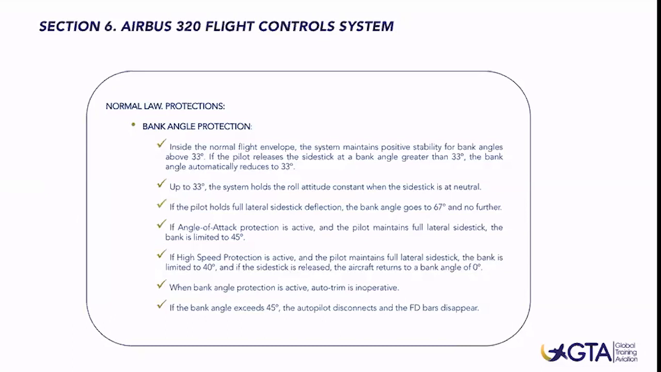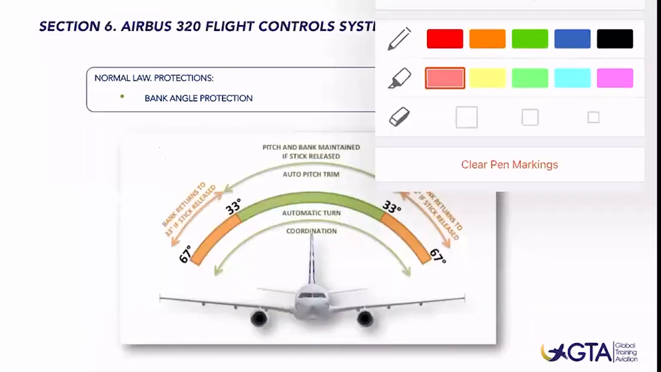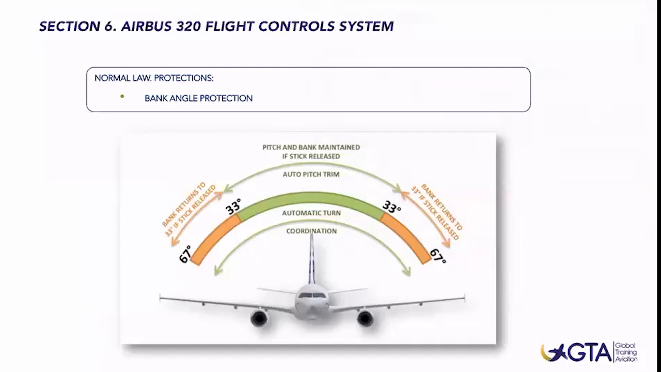Well, this graphic is quite good. It's quite schematic, just to make this concept clear. Basically, what we have here is that up to 33 degrees bank angle, which is in the green range, we will have pitch auto trim. And remember that if we release the side stick, which is this range, the airplane will keep turning with this bank angle.